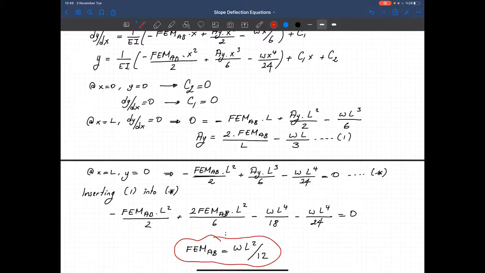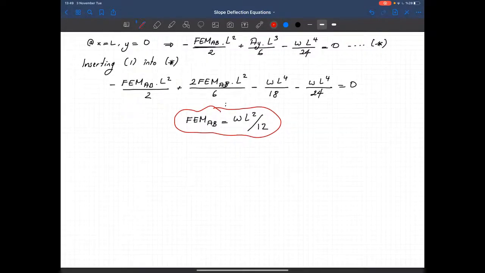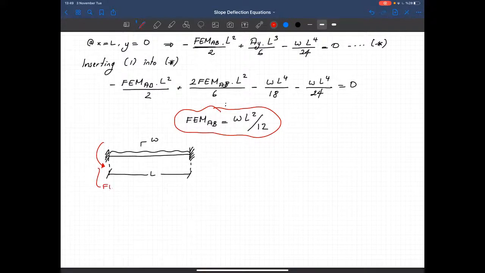So what we learn from here is when I have a fixed beam under uniform distributed load, this is W and this is the length. The moment at this end is in the counterclockwise direction and the magnitude is W times L squared over 12.